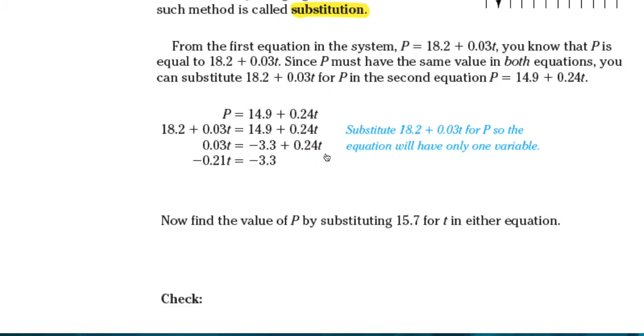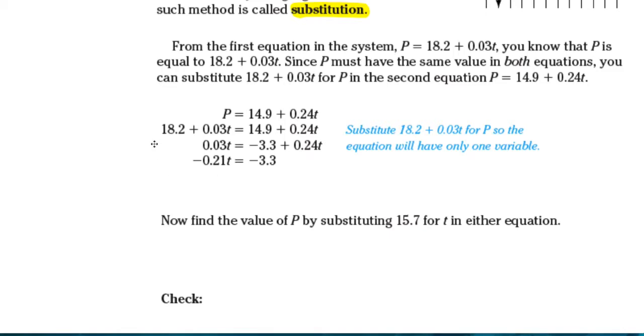Basically, we subtract 0.24T from both sides of our equation. We subtracted that from the other side also, and we ended up with negative 0.21T equals negative 3.3. And then we simply solve for T.